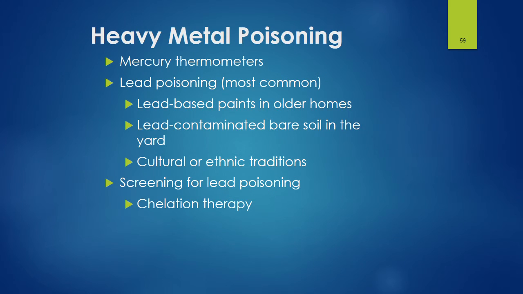Heavy metal poisoning. A source for mercury poisoning would be mercury thermometers. Lead poisoning is the most common heavy metal poisoning. Sources for lead poisoning could be lead-based paints in older homes, soil that is contaminated with lead in the yard, and cultural or ethnic traditions. Additional sources of lead are listed in your textbook on page 1309.